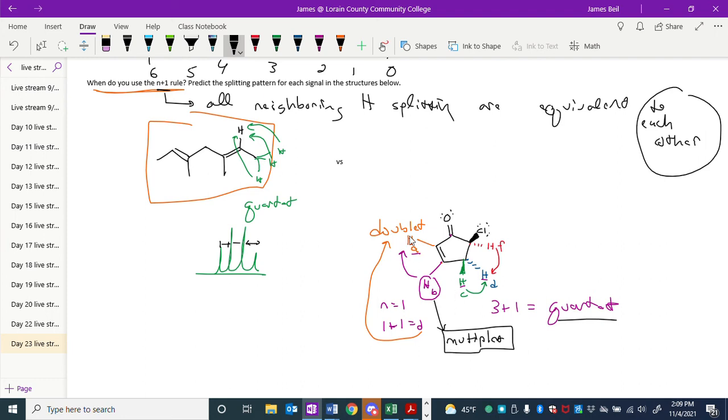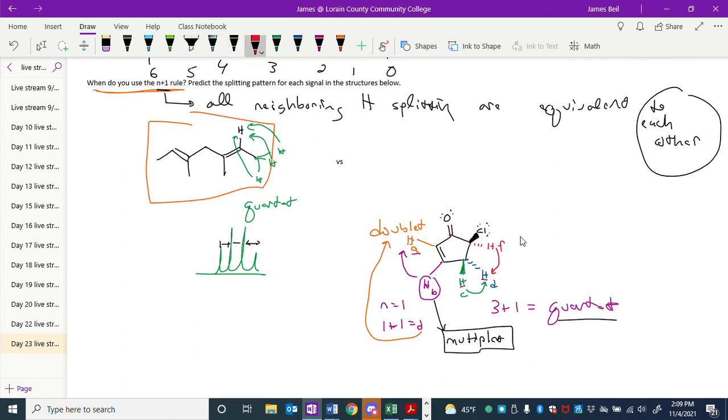So I would probably see a doublet for HA and a multiplet for HB. If they're shifted to a similar spot, since they have similar environments, they might overlap and create one big multiplet that integrates to 2. So I want to be aware of the possibility of peaks overlapping as well.